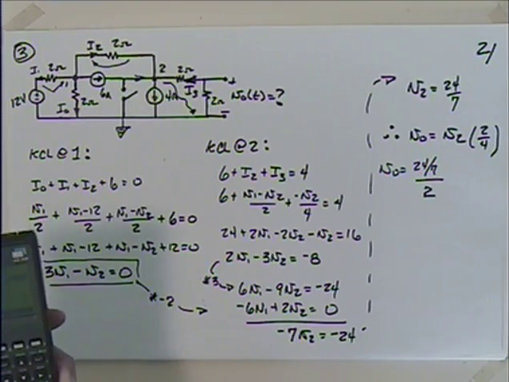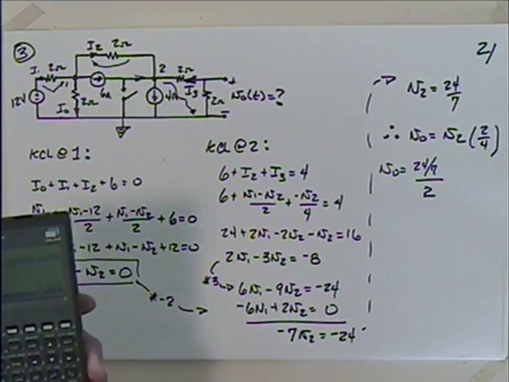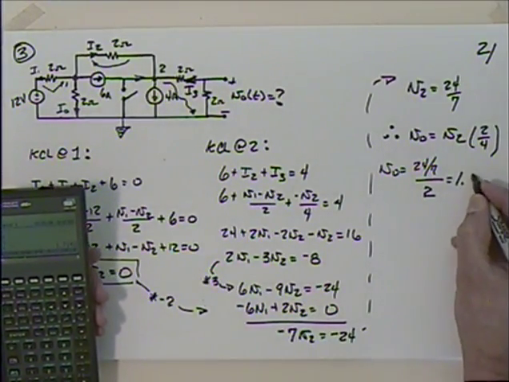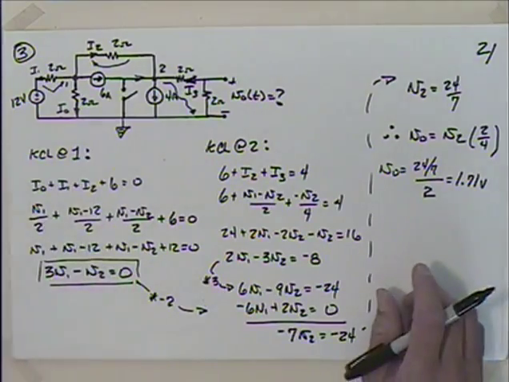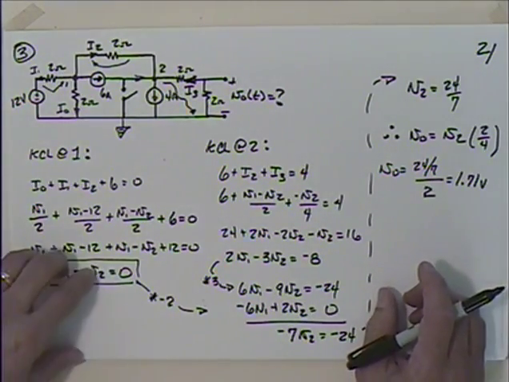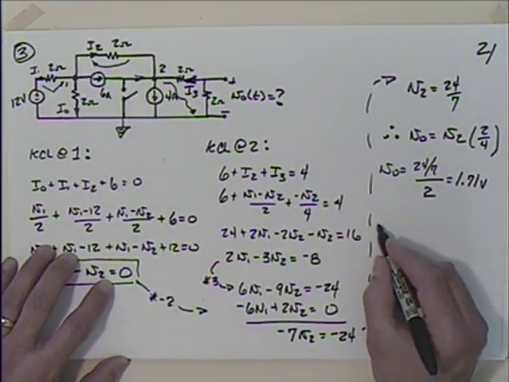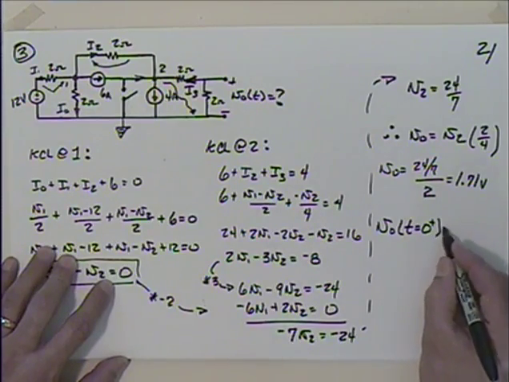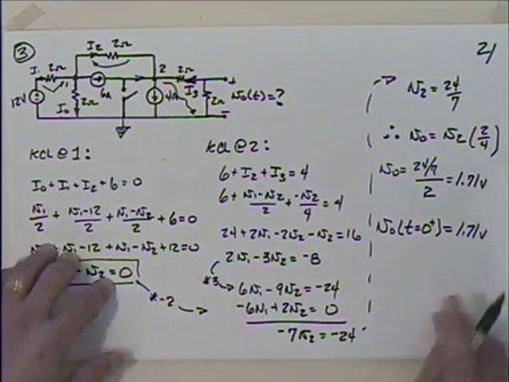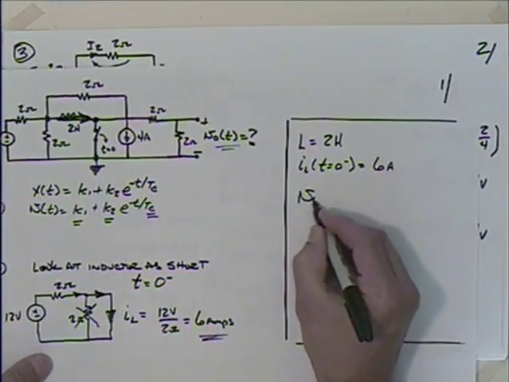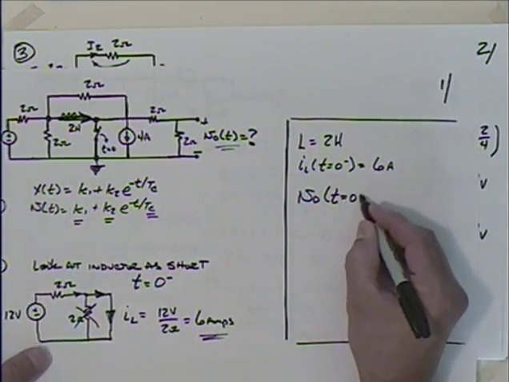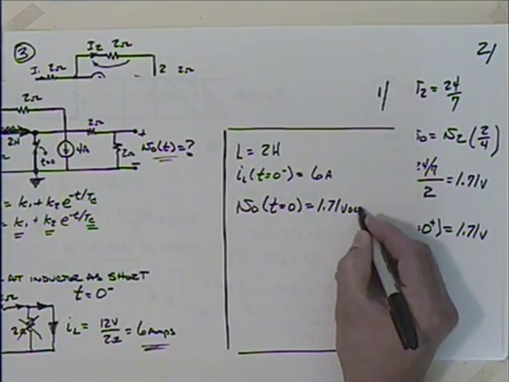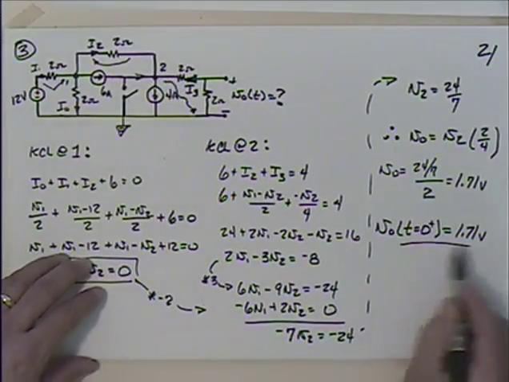Okay. There we go. So I get 1.71 volts. Okay, 1.71 volts, and so I say finally that V0 at t equals 0 or 0 plus, just after the switch is thrown, is 1.71 volts. So I can put that back in the scorecard. V0 at t equals 0 plus is equal to 1.71 volts. Okay, so that's what I was looking for.